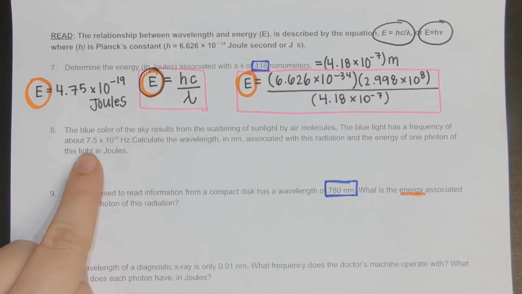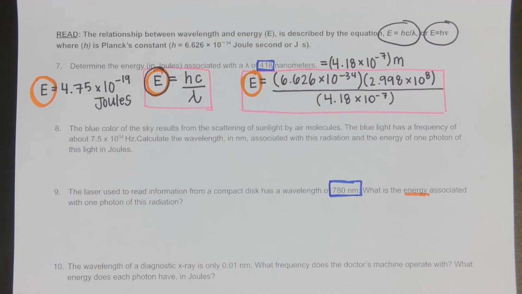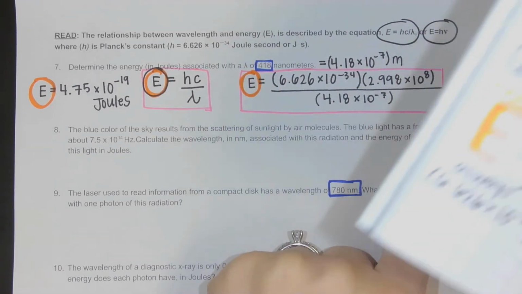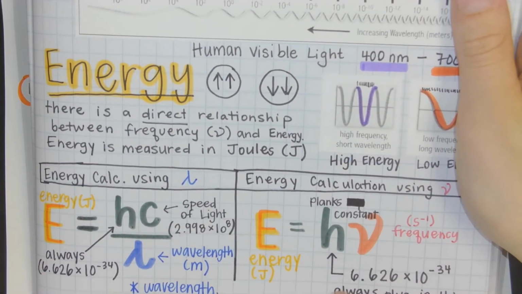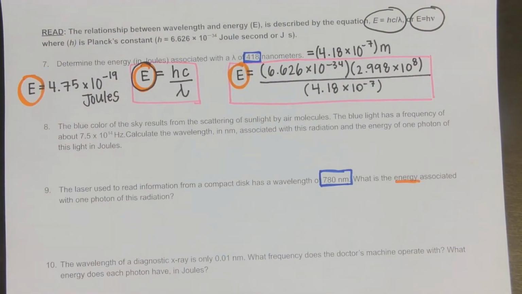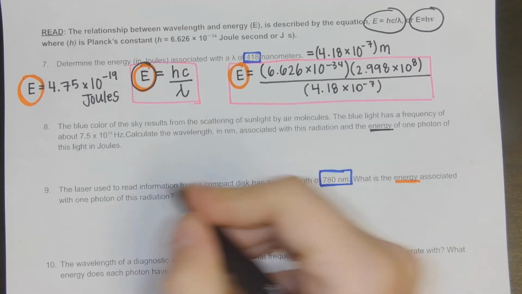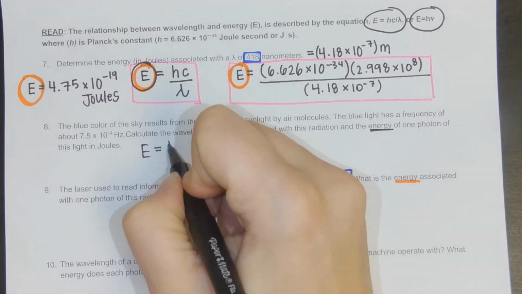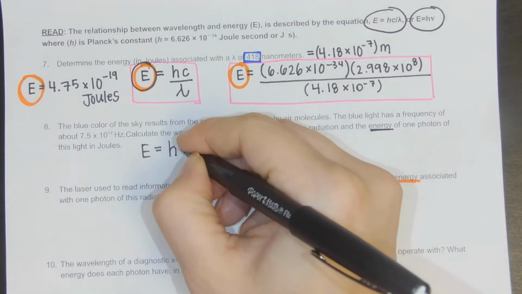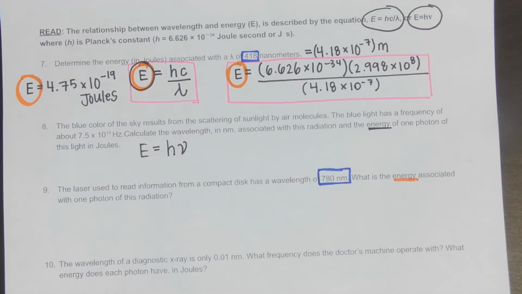Number 8 uses the other equation because it says the blue color from the sky results from the scattering of sunlight by air molecules. Blue light has a frequency of blah, blah, blah. Now here's the frequency equation. Copy, paste, because we're trying to calculate the energy. Energy equals H times frequency.